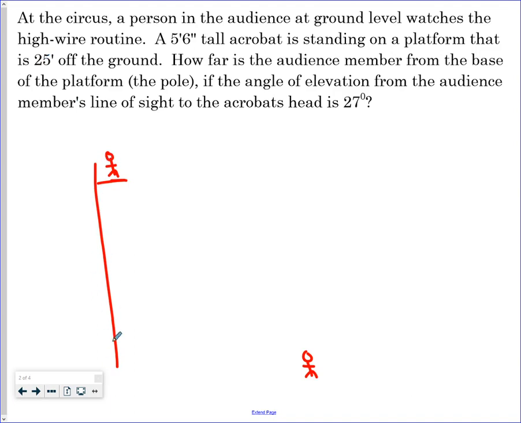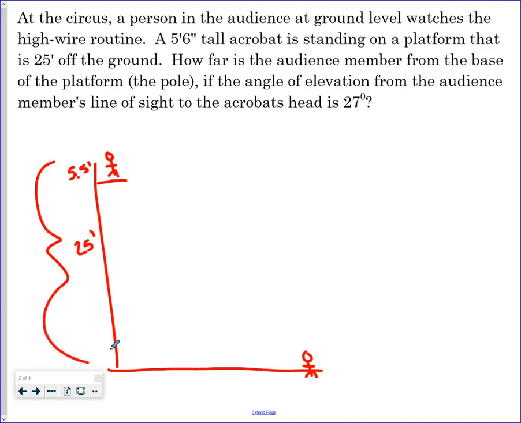All this, right? So from the ground to the platform is 25 feet. From here to the top of the person's head is, what did I say, 5.5 feet. So what's this whole side? 30.5 feet. Do you guys understand that? So from the ground to the platform is 25 feet. 5'6", you guys know 12 inches in a foot, right? So this person is 5.5 feet tall. So the whole side of my triangle in a moment is going to be 30.5 feet. Is that okay? Okay. So I've now used this information and this information.